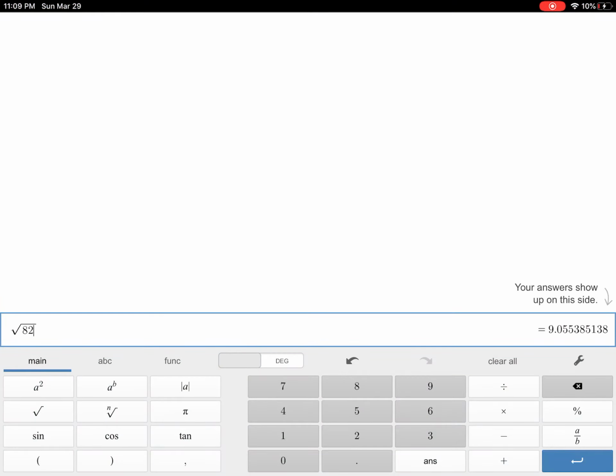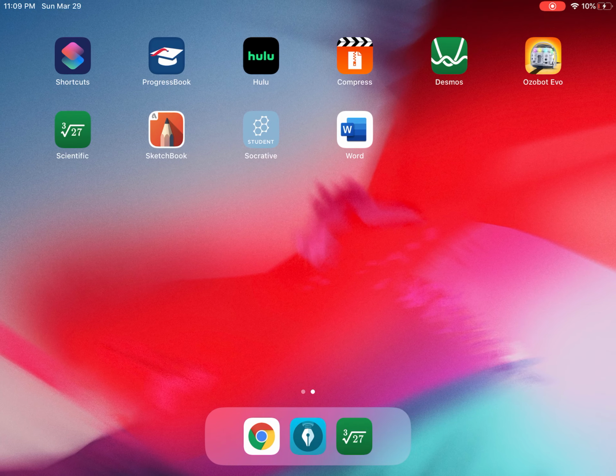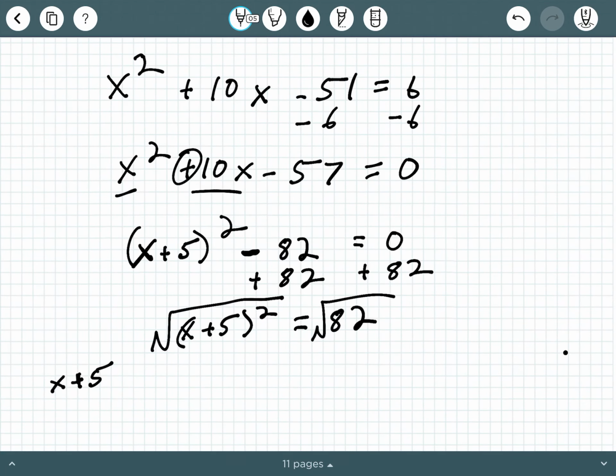So the square root of 82 is actually 9.055385138. Ooh, and I called that exact earlier, but really what we're getting is an approximate answer because we're going to round this to 9.06. So our rounded square root is 9.06. I wrote it as positive, but because we're taking that square root, x plus 5 could technically also be equal to negative 9.06.